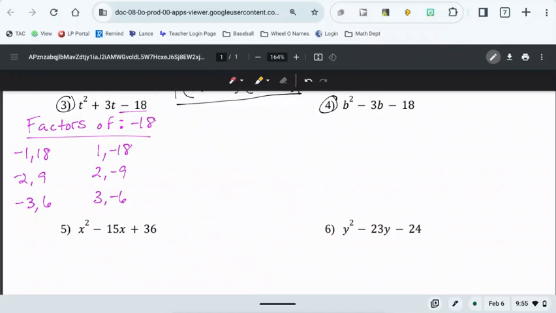The next thing we want to do is, okay, let's see which of these factors add up to 3. So let's do some adding. Negative 1 plus 18 is 17. Negative 2 plus 9 is 7. Negative 3 plus 6 is 3. So there we have it, right? Negative 3 and 6 are the factors that add up to 3. Just to go through the process here, we're going to finish these out. Negative 17, negative 7, and negative 3. So we can clearly see the only set of factors that add up to positive 3 is negative 3 and positive 6.